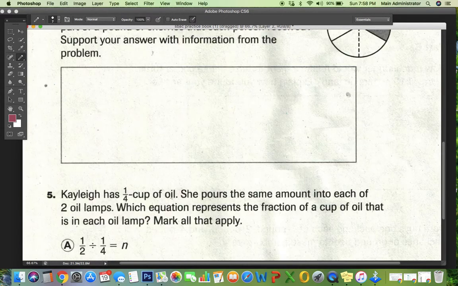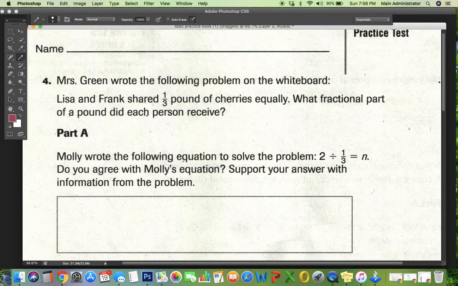Okay, we are on SB44. Let's take a look at number 4. In this problem, there are two people, Lisa and Frank, and they're going to share a third pound of cherries equally. So what fractional part of a pound will each person receive?